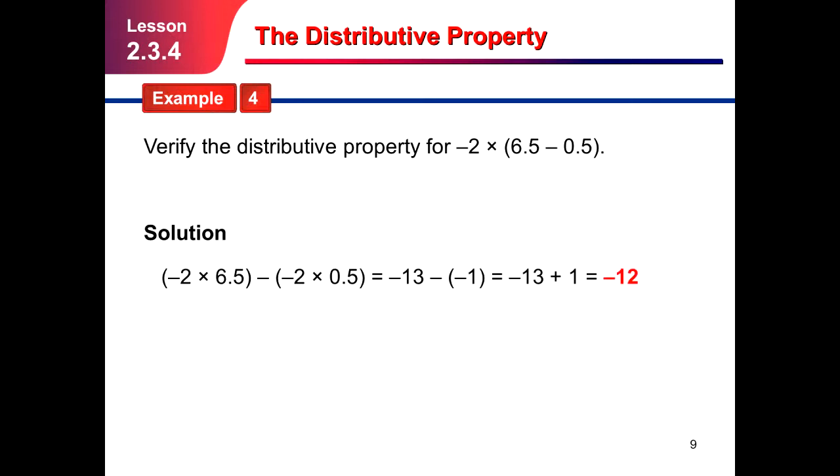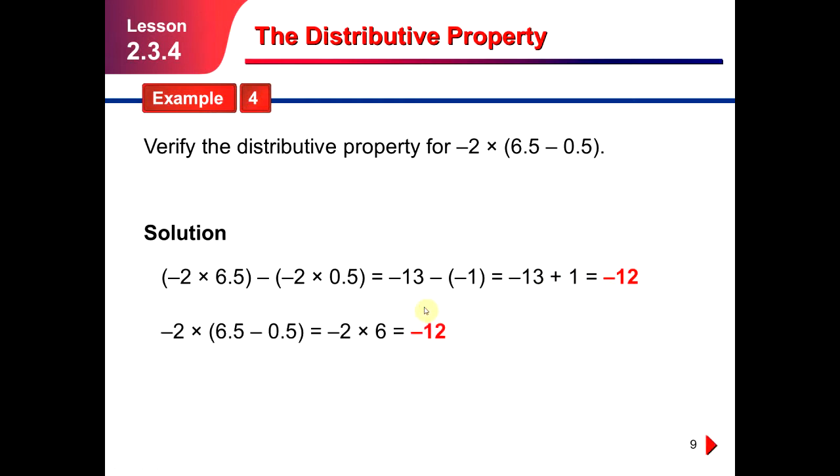So we have negative 2 times 6.5. That's a negative times a positive is a negative, so we have negative 13. And from that, we're going to subtract negative 2 times 0.5. Again, a negative times a positive is a negative, so that's negative 1. We have negative 13 minus negative 1. Subtracting a negative is the same thing as adding a positive, so that's negative 13 plus 1, which means we go to the right, and that gives us negative 12.